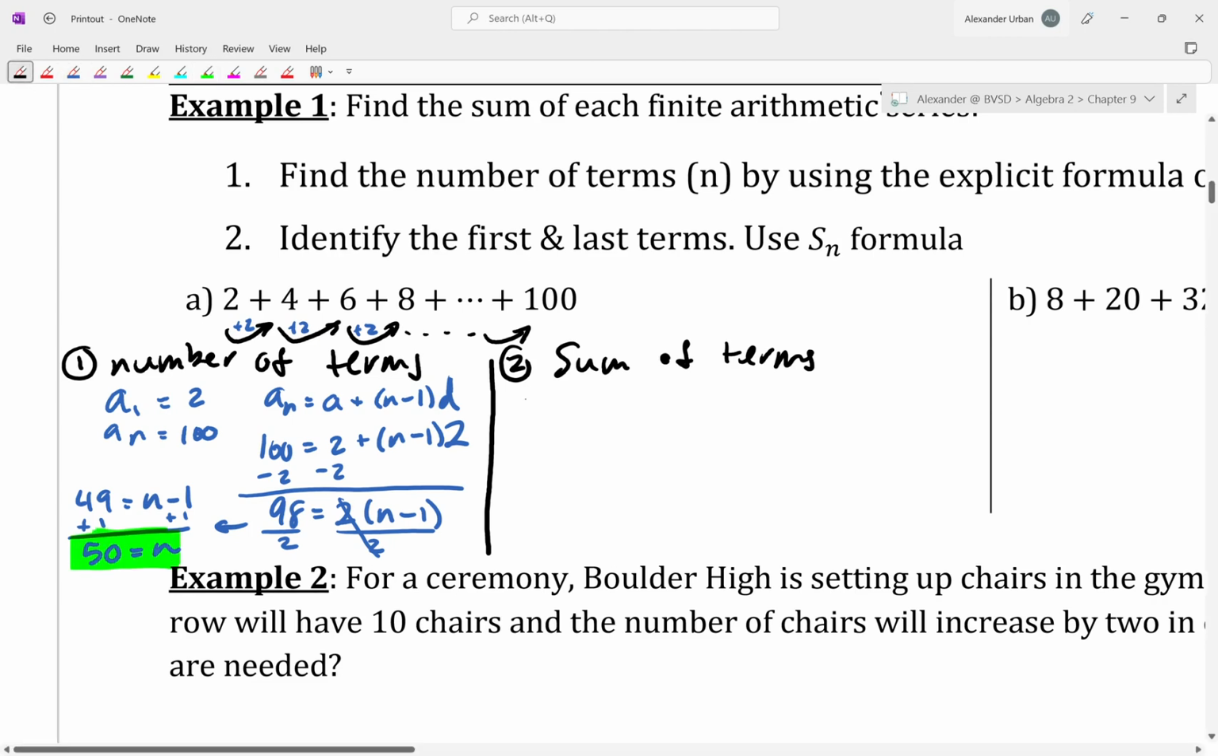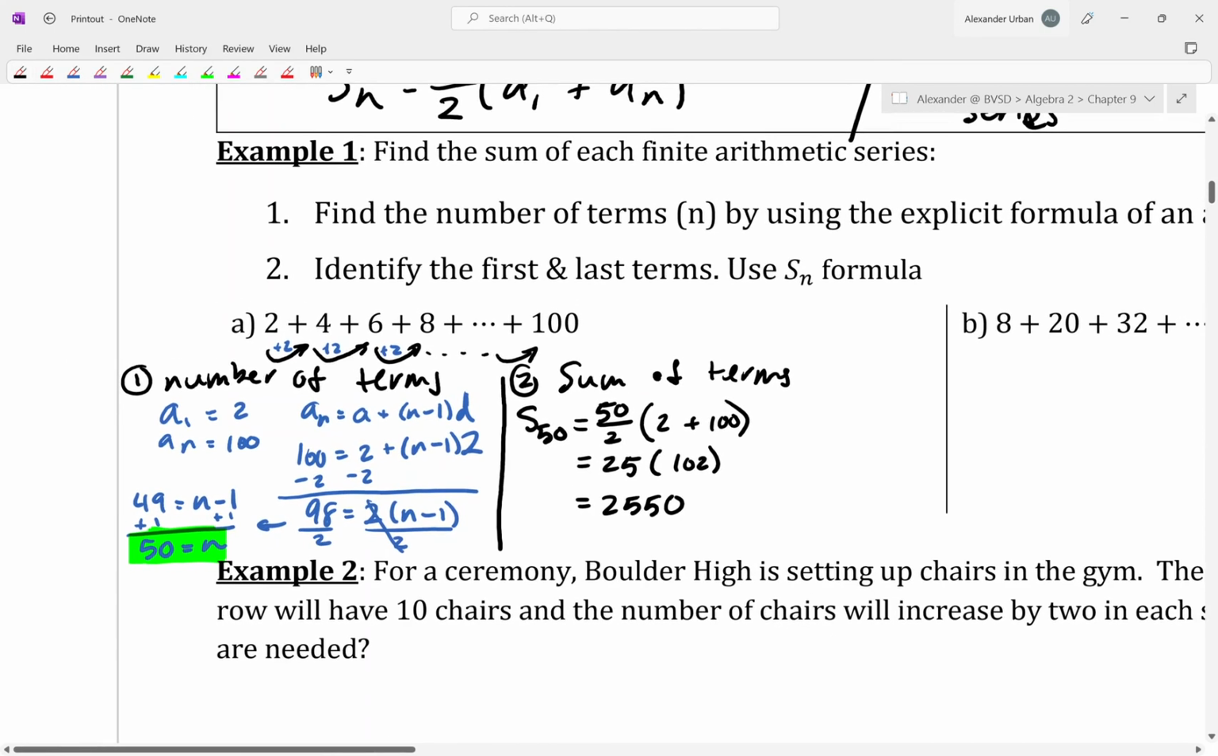This time, I need to say that I have 50 terms. So the sum of all 50 terms in this series will be equal to 50, since that's how many terms there are, divided by 2, times the first term plus the last term. So this is going to get you 25 times 102. And the sum of all the terms in this series is going to be 2,550.